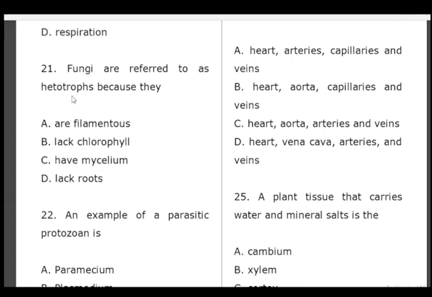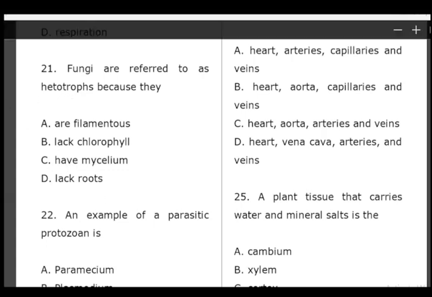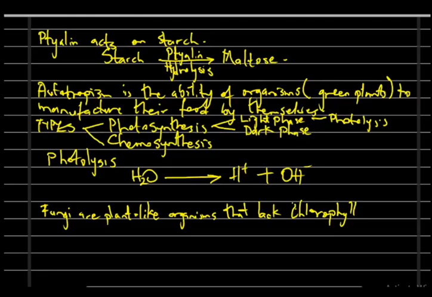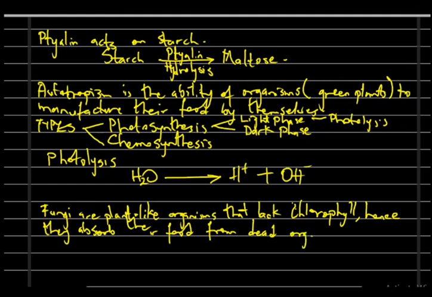Talking about them being heterotrophs now, that is what I'm trying to say: they absorb their own food. Since they lack chlorophyll, they are unable to produce their food by themselves, so they are not autotrophs. Hence they absorb their food from dead organic matter. That is how they get their own food.